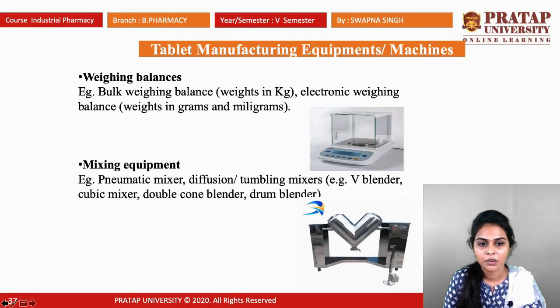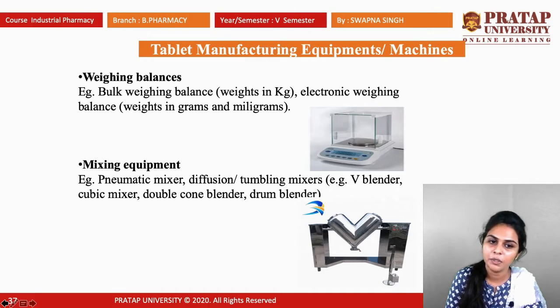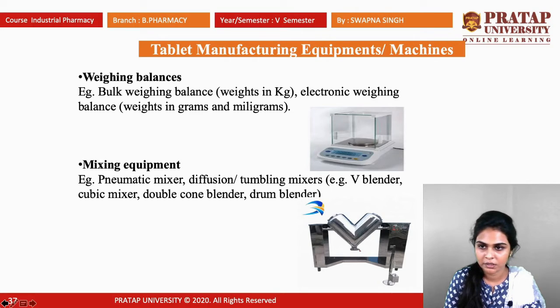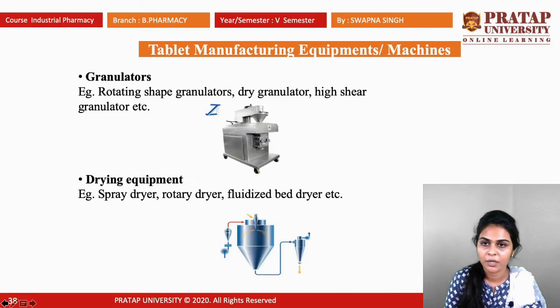Next is mixing equipment. After weighing all the ingredients, the next step is mixing all the ingredients properly. Examples are the pneumatic mixer and the diffusion tumbling mixer. An example of a tumbling mixer is the V blender. This diagram is of a V blender. Others are the cubic mixer, double cone blender and drum blender.